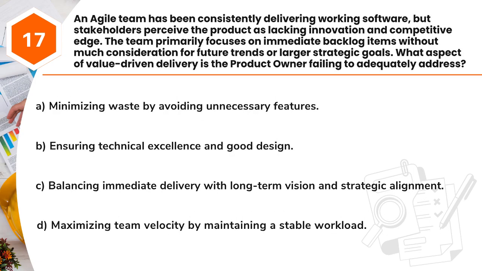Question 17. An Agile team has been consistently delivering working software, but stakeholders perceive the product as lacking innovation and competitive edge. The team primarily focuses on immediate backlog items without much consideration for future trends or larger strategic goals. What aspect of value-driven delivery is the product owner failing to adequately address? A. Minimizing waste by avoiding unnecessary features. B. Ensuring technical excellence and good design. C. Balancing immediate delivery with long-term vision and strategic alignment. D. Maximizing team velocity by maintaining a stable workload.